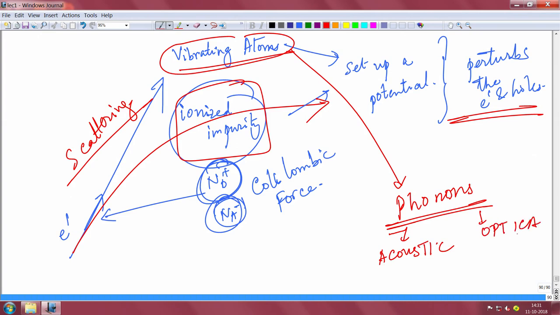And each of these acoustic and optical types of phonon, actually, why are we calling them acoustic and optical? They depend on the way they are vibrating. They might vibrate out of phase, they might vibrate in phase, and so on. So there are ways to discern that. So there is an acoustic and an optical mode.